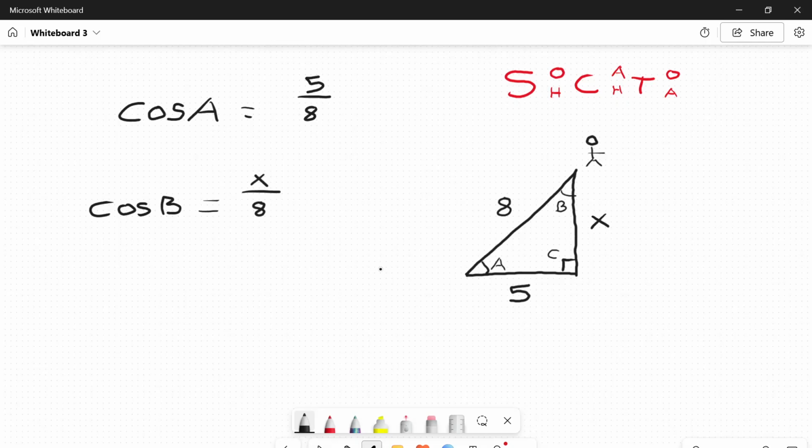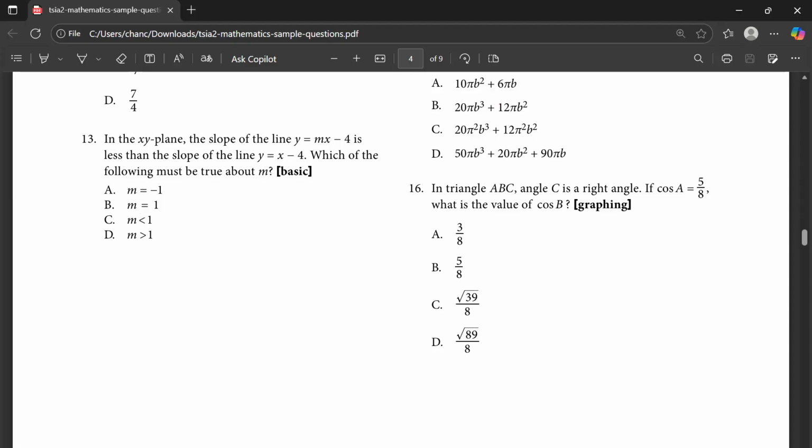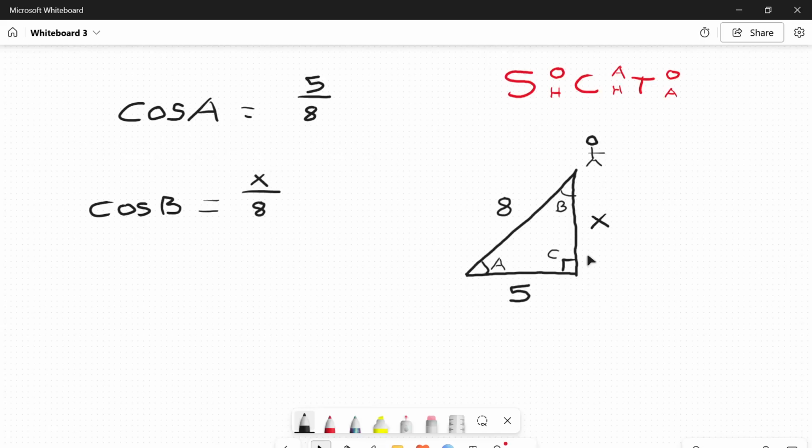So I know that my answer is going to be something over 8. If I look at my answer choices, well, unfortunately, that doesn't narrow things down. They're all over 8. So I'm going to have to figure out what this x is. But I have a right triangle. That means that I can use the Pythagorean theorem. I'm going to use a squared plus b squared equals c squared in order to solve this one.